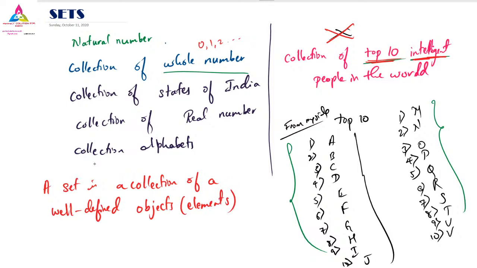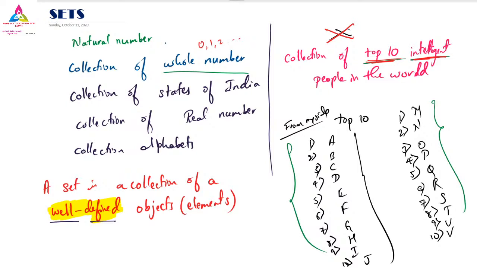So here I have told you about the word well defined. What is the meaning of well defined? Just now I gave lots of examples for you. So what is a well-defined object, or a collection of well-defined objects? Here some students get confused and think everything is an example of a set. It is not. The word says well defined or distinct.